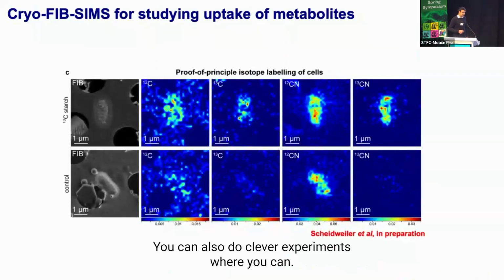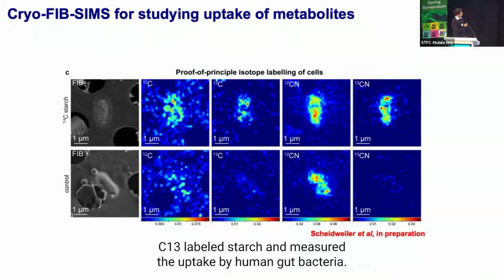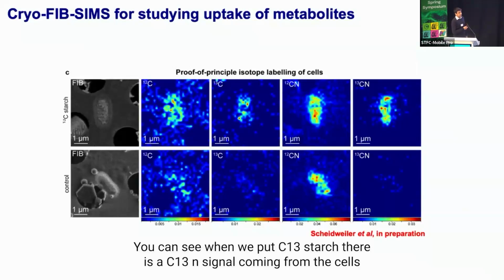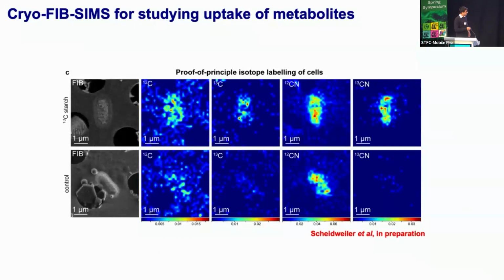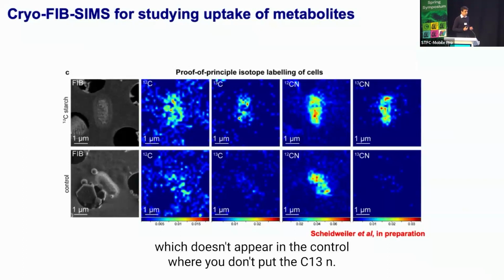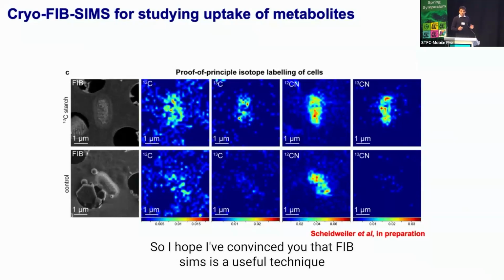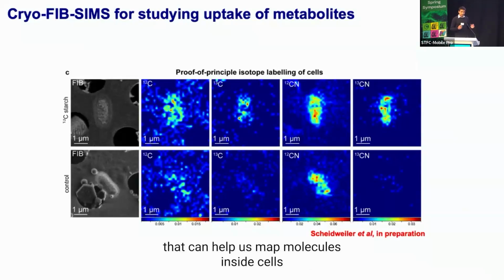You can also do clever experiments. This is an experiment where we introduced C13 labeled starch and measured the uptake by human gut bacteria. This is Bacteroides thetaiotaomicron. You can see that when we put in C13 starch, there is a C13N signal coming from the cells, which doesn't appear in the control where you don't put in the C13. So you can do these kinds of experiments. I hope I've convinced you that FIB SIMS is a useful technique that can help us map molecules inside cells and give us some important biological information that you can't really get easily from any other technique.